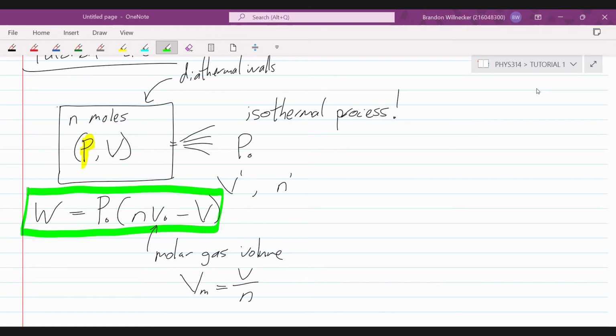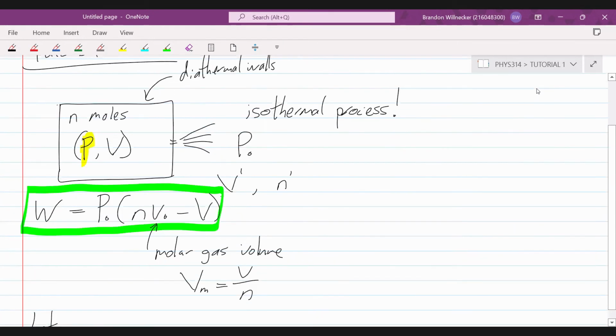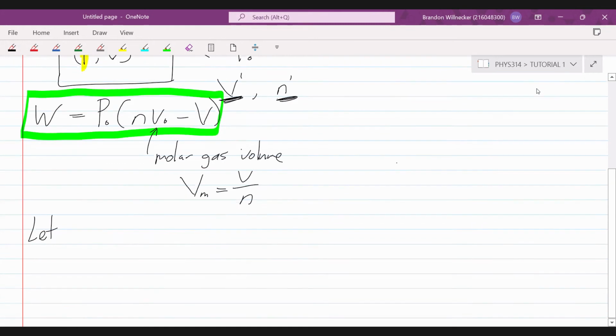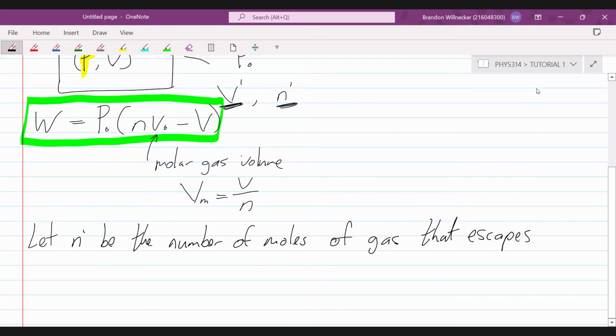Okay, so there's a first couple things we need to do. Okay, so let's, I've already said here, we're going to have V prime be the volume of gas that escapes, N prime is the number of moles that escape. So let's N prime be the number of moles of gas that escapes to fill a volume of V prime.